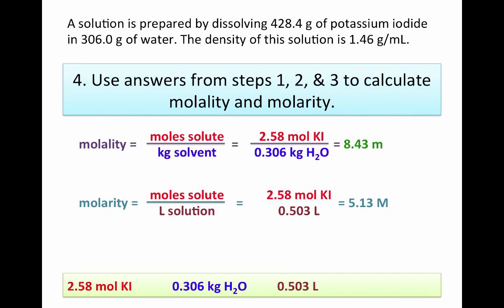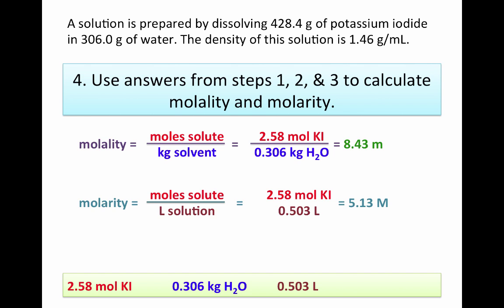Molarity, again, is moles of solute divided by liters of solution. So again, we use the same value for the moles of potassium iodide. We divide by our solution volume, which is 0.503 liters. So that gives us a concentration of 5.13 molar. And again, molarity is indicated with a capital M. So we've used the same problem-solving scheme to solve a completely different sort of problem.